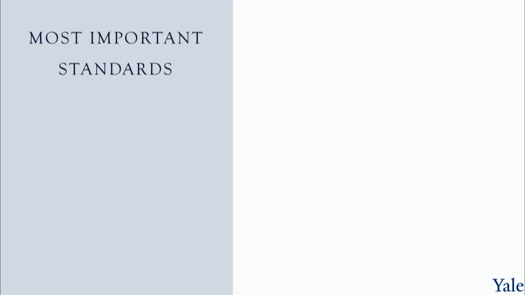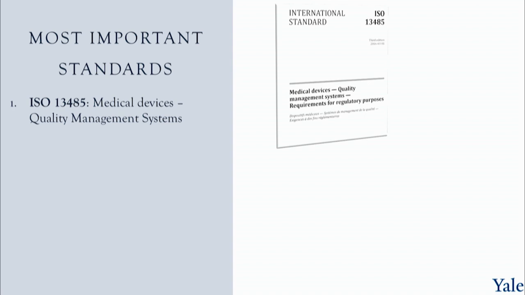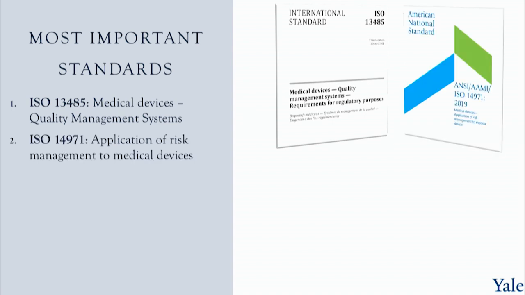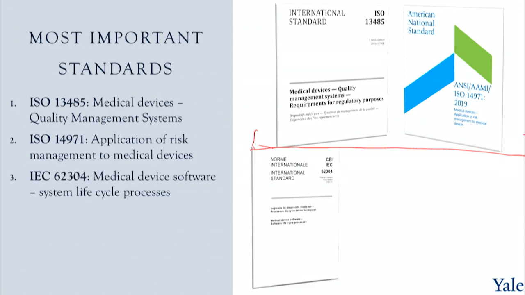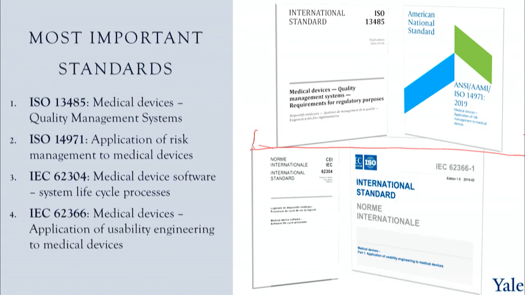So the most important standards in medical software are these four. ISO 13485, this is the quality management systems description for medical devices. ISO 14971, this is the application of risk management to medical devices. These two are known as so-called management standards. IEC 62304, this is the system lifecycle processes. This is going to be our guide for much of this course. And finally, IEC 62366, this is usability engineering, how we design software to avoid user errors and keep them safe.